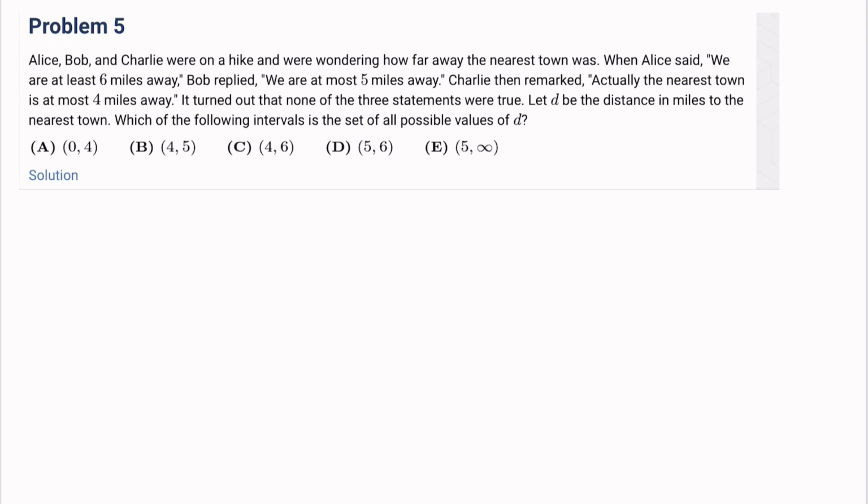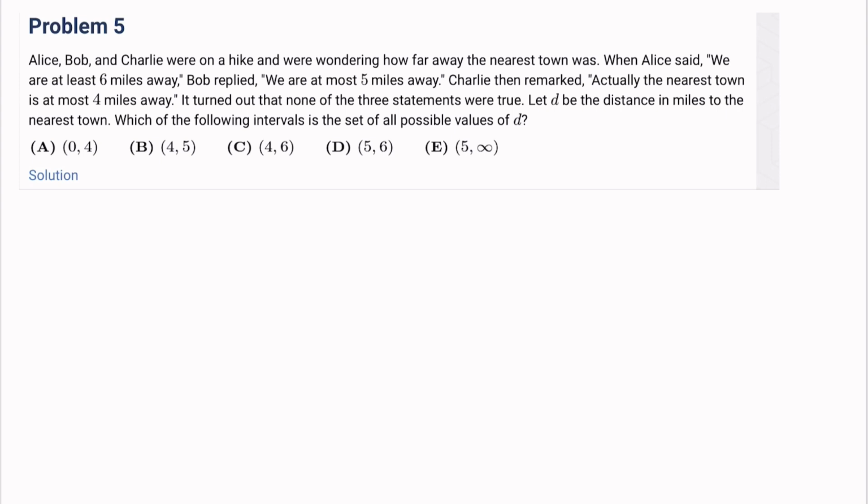Number 5, Alice, Bob, and Charlie were on a hike and were wondering how far away the nearest town was. When Alice said, "We are at least 6 miles away," Bob replied, "We are at most 5 miles away." Charlie then remarked, "Actually, the nearest town is at most 4 miles away." It turned out that none of the 3 statements were true. Let D be the distance in miles to the nearest town. Which of the following intervals is the set of all possible values of D?